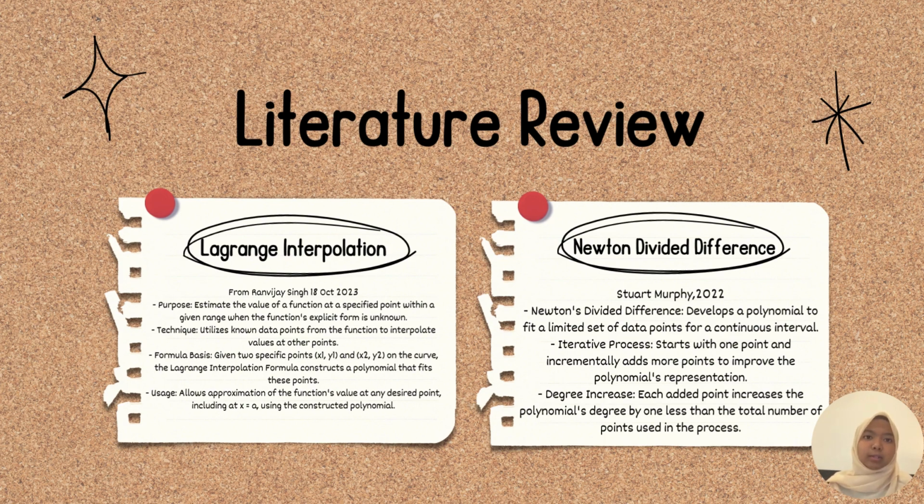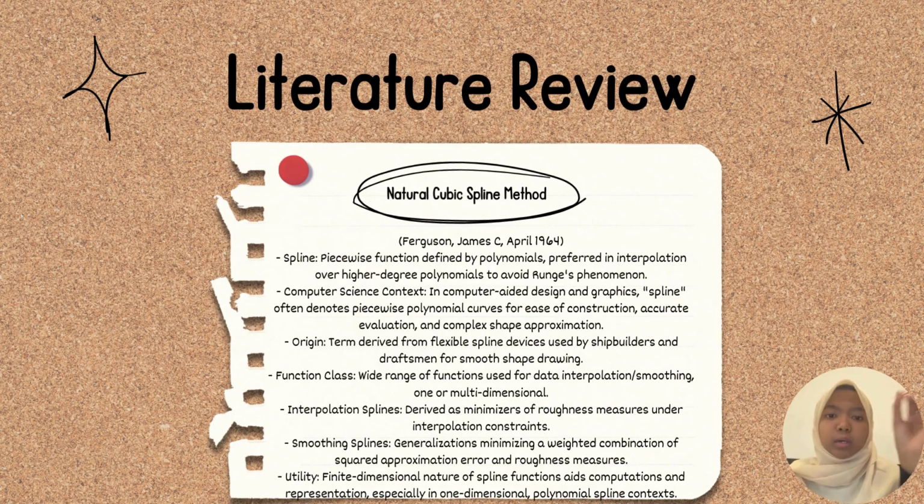For the second one, Newton divided difference is a developed polynomial to fit a limited set of data points for a continuous interval. Stuart Murphy in 2022 said that there are two processes in Newton's divided difference, which is the iterative process and degree increase, which both are needed to do this Newton divided difference. The last one is natural cubic spline, which is a piecewise function defined by polynomials, preferred in interpolation over higher degree polynomials to avoid the Runge phenomenon.